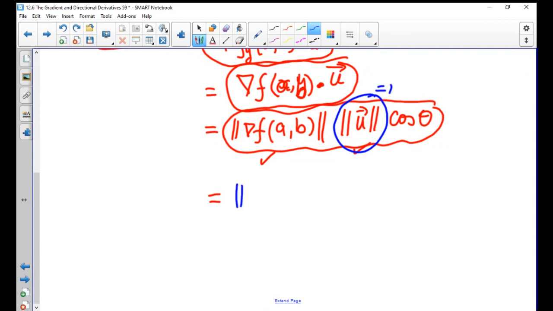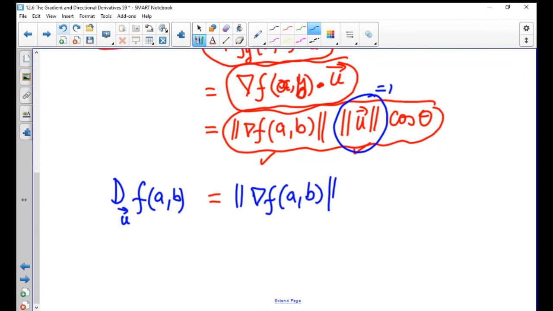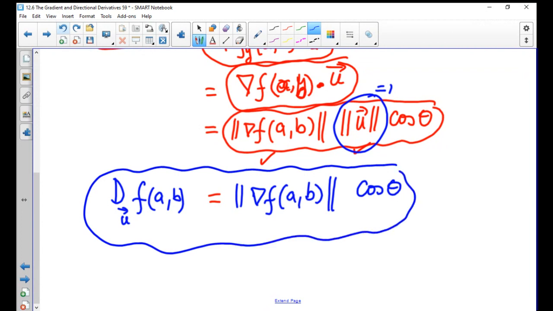So in general, the directional derivative of a function f in the direction of a unit vector u, you can write it as the magnitude of the gradient multiplied by the cosine theta, where theta is the angle between u and the gradient vector, like this.